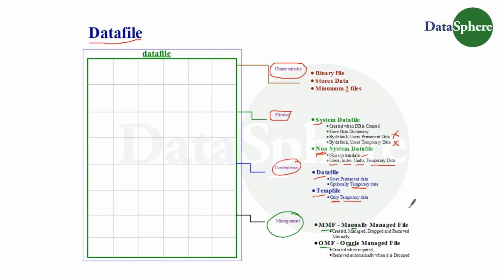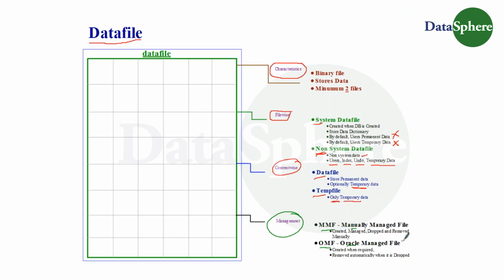We have to remove it manually. We must ensure that it has been removed. If you don't remove it, you are going to waste space. Files created by us through logical structures must be removed from the operating system whenever they are dropped. We drop the logical structure, but actually the file is not removed. We have to ensure that it is removed so that we can reclaim space to the operating system.